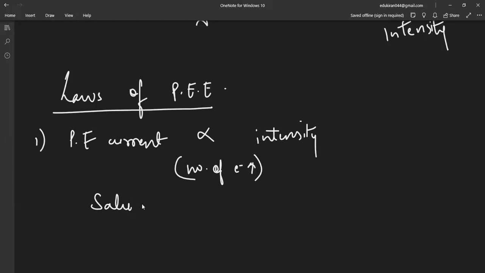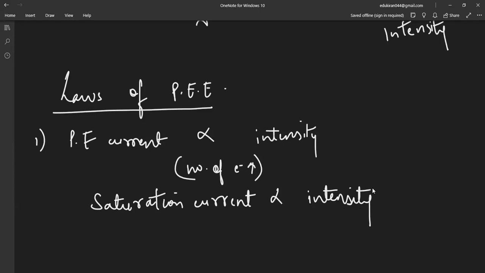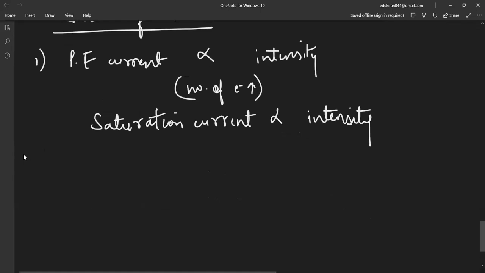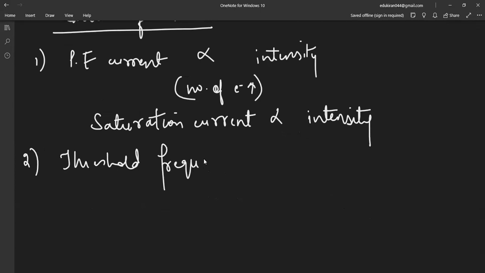Not only photoelectric current, even the saturation current is directly proportional to the intensity. All right. Second is that it gave us the definition of threshold frequency. So when the laws are coming, after explaining this point, you should write down the definition of threshold frequency. This definition you should be able to write. All right, definition of threshold frequency.